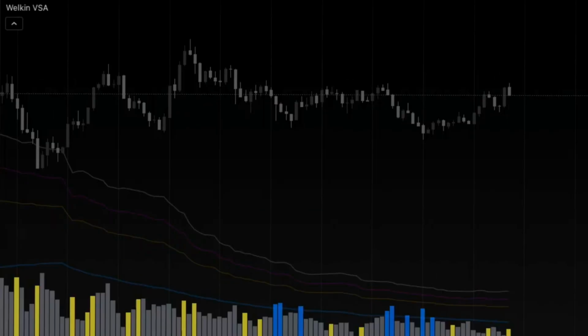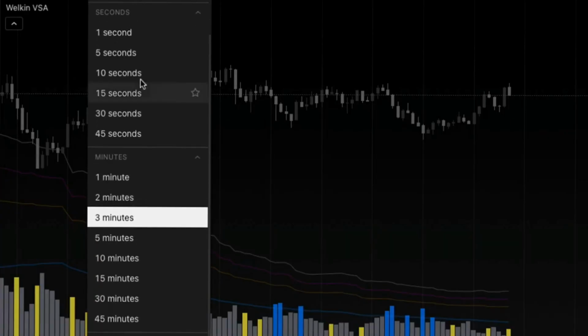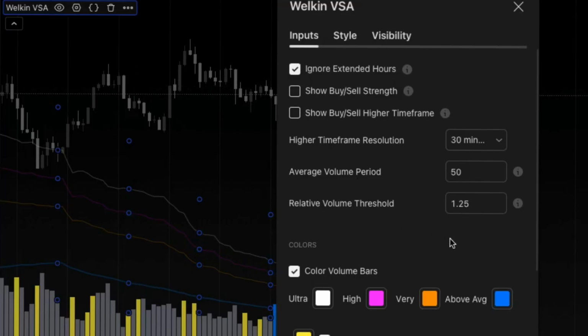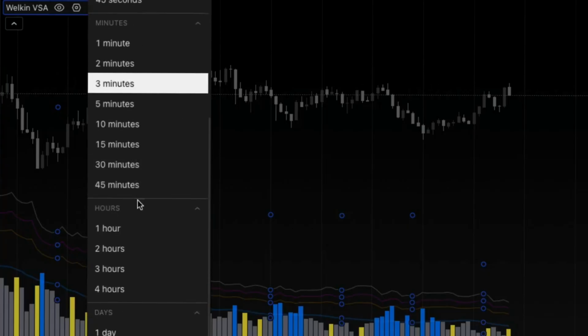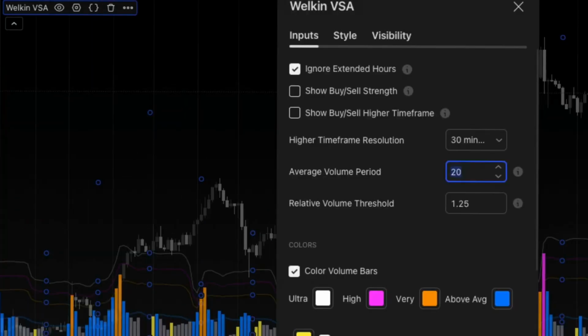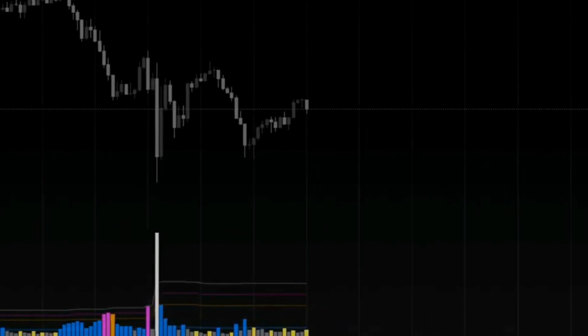When it comes to time frames, scalpers should stick with 3-minute or 5-minute charts and keep the 20-period average volume setting. Day traders and swing traders can use higher time frames like 15-minute or 1-hour charts, increasing the average volume length for more consistent signals. Now let's talk about how to actually trade using this indicator.